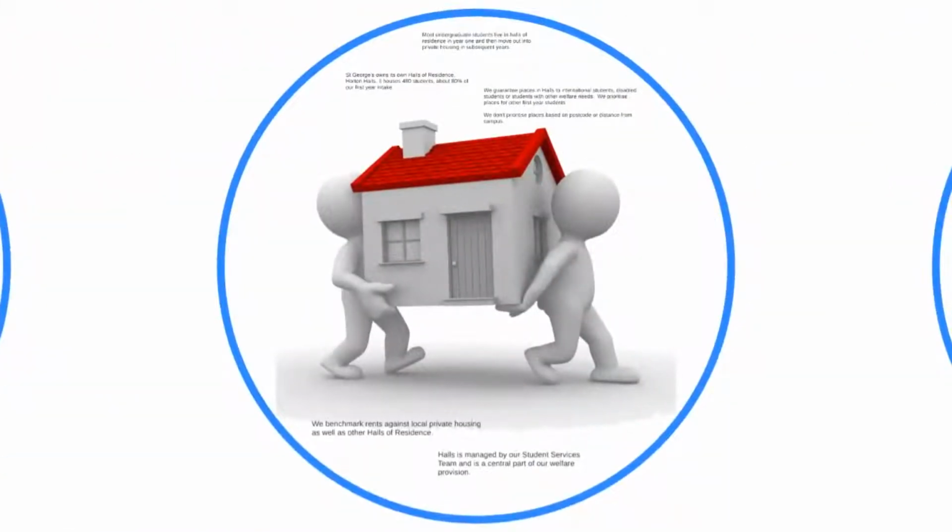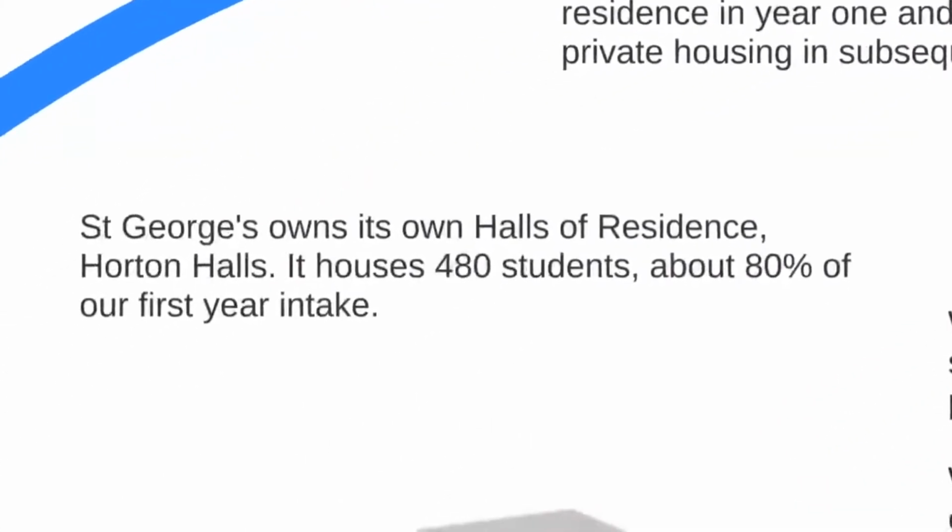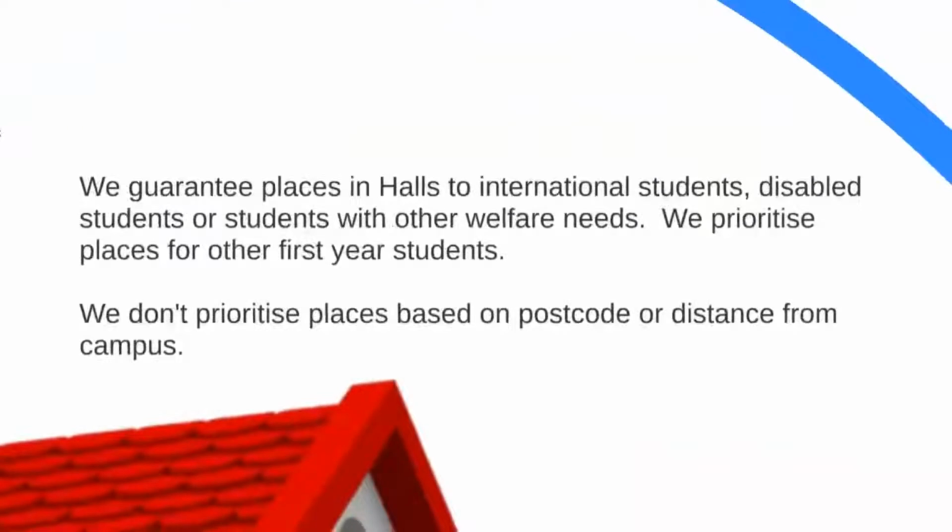And then lastly, a quick look at accommodation. So things to know there. Most undergraduate students, certainly at St George's, live in halls of residence with us in year one and then move out into private accommodation nearby in subsequent years. That's the typical pattern. We own our own halls of residence, Horton Halls. It's about a mile away from the university main campus, and it houses 480 students. That's about 80% of our first year intake who live in halls of residence with us.